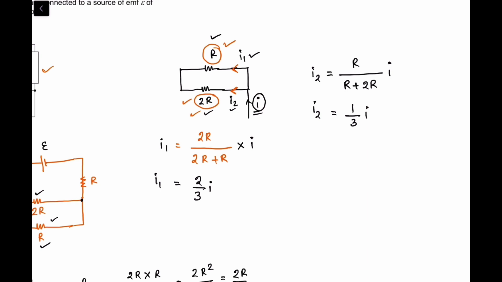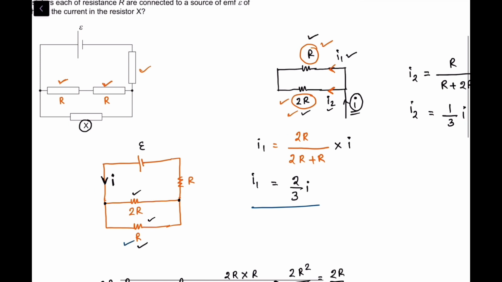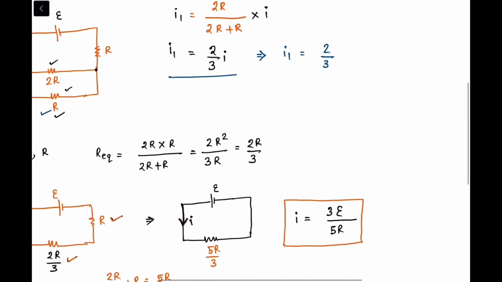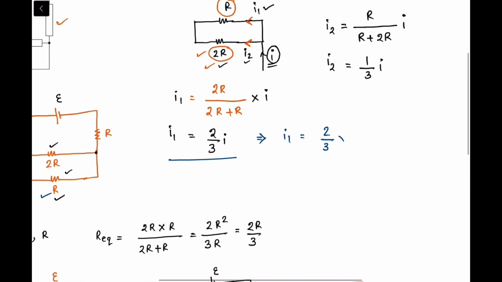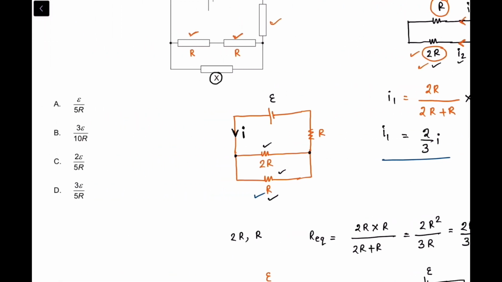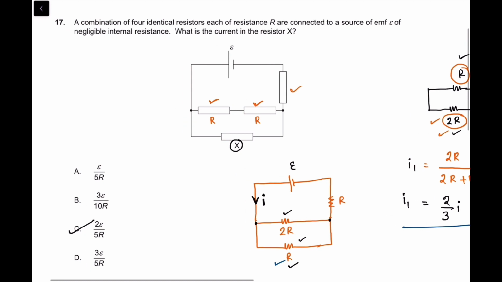But what do we want? We want I1, that is the current flowing through the resistor R. So I1 would be equal to 2 by 3 times of I. We found out I is 3E by 5R, so multiply it by 3E by 5R. From here we get that the net current I1 flowing through the resistor is nothing but 2E by 5R. This is option number C. For question 17, the answer is option number C.